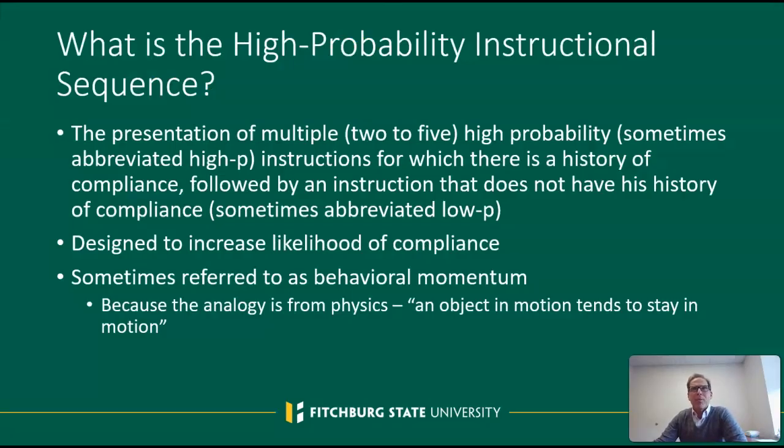So what is the high probability instructional sequence? This is the presentation of multiple, often 2 to 5, high probability instructions, sometimes abbreviated high P, for which there is a history of compliance, followed by an instruction that does not have this history of compliance, sometimes abbreviated as a low P. So the presentation of multiple high P instructions, and then following that up with an instruction that is low P.